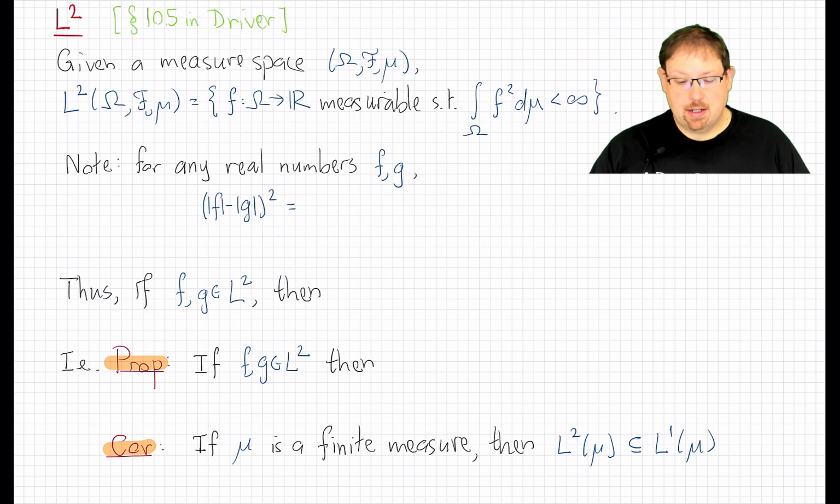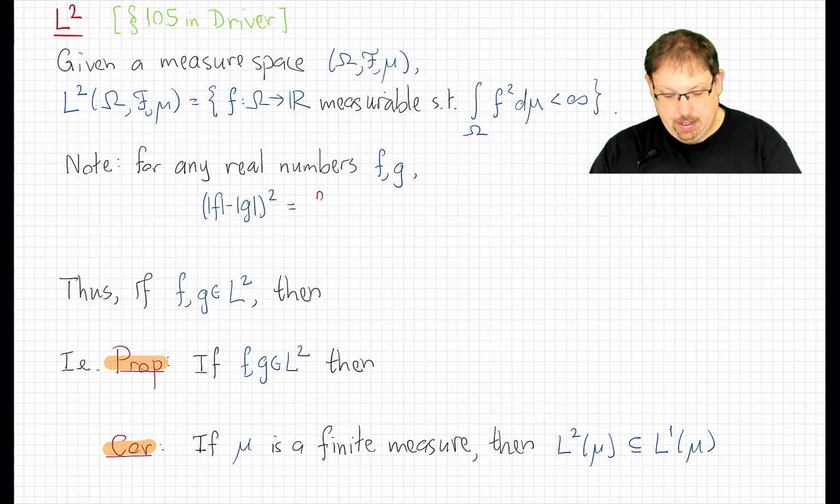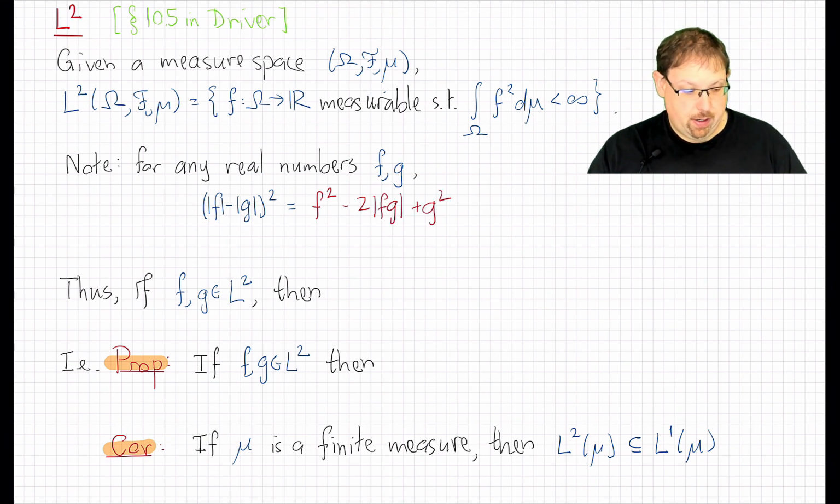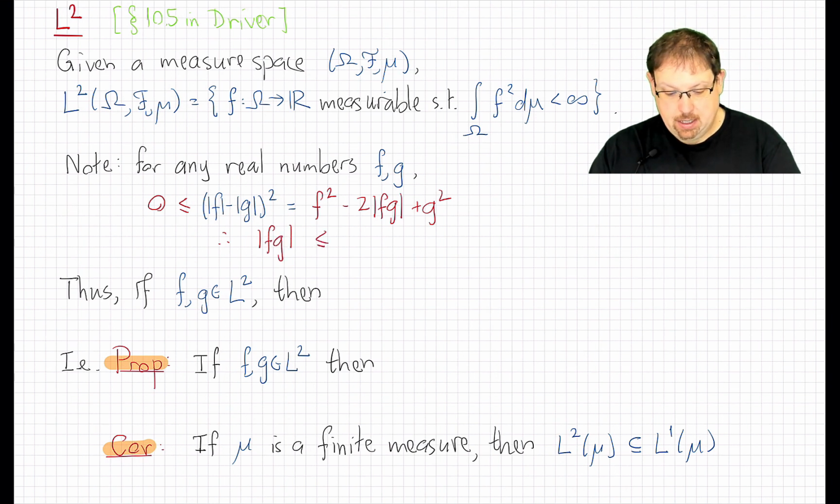Take any two functions, in fact this is just a point-wise statement. Take any two numbers, f and g, then the square of the difference of their absolute values is equal to, expanding it out, f squared minus 2 times the absolute value of fg plus g squared. Now that is the square of a real number, and so it is non-negative. Rearranging that, solving for the absolute value of fg, we find that the absolute value of fg is less than or equal to 1/2 of f squared plus g squared.